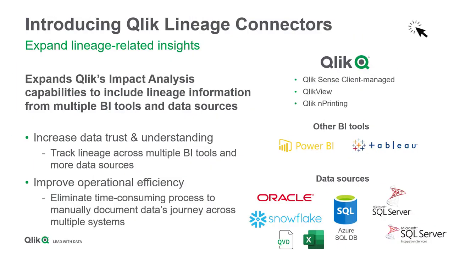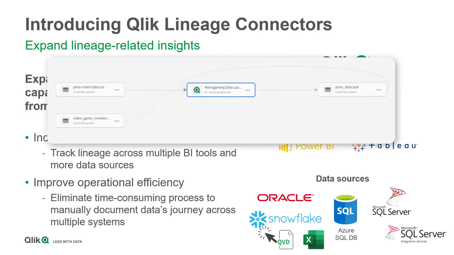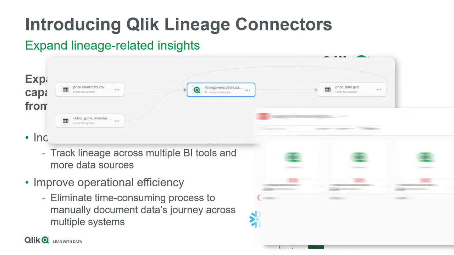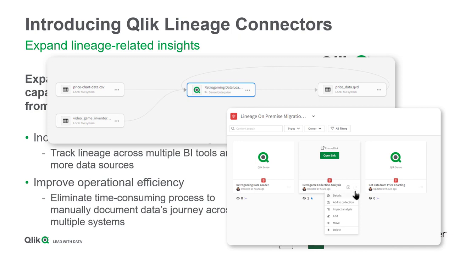Qlik Lineage Connectors is a new offering that provides lineage-related insights for QlikView, Qlik Sense Client Managed, and other on-premise BI applications and data sources, such as Tableau, PowerBI, Oracle, Azure SQL, and Snowflake. It also offers a visual data lineage capability integrated with Qlik Sense SaaS, allowing you to see the complete history of those assets without having to access multiple systems, providing a better understanding of the origin, evolution, and meaning of each data set.